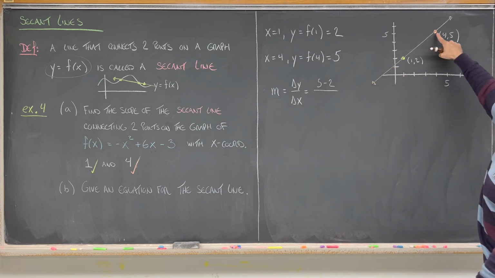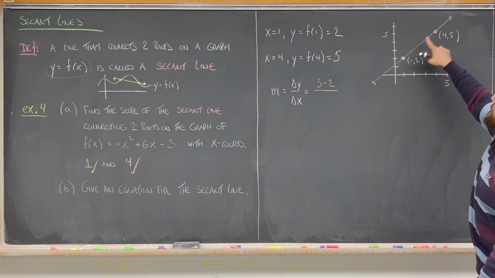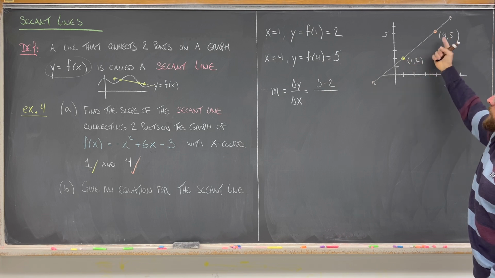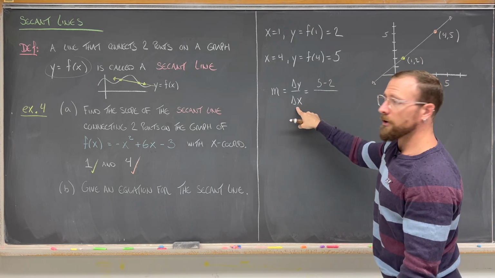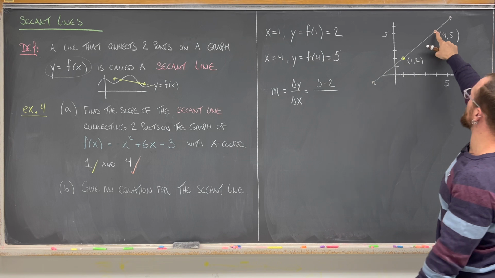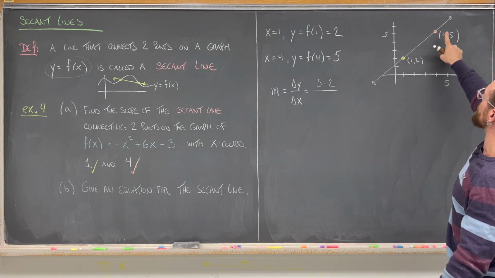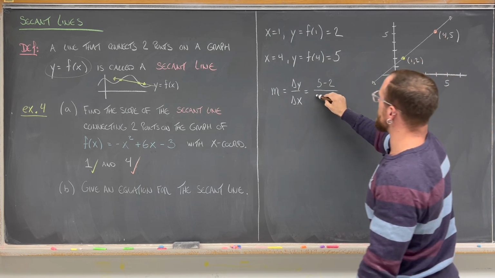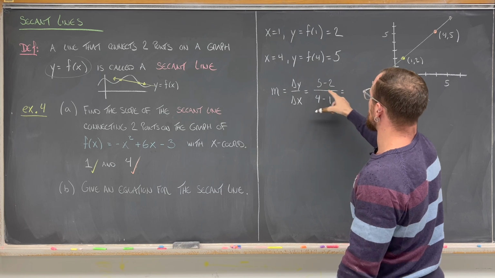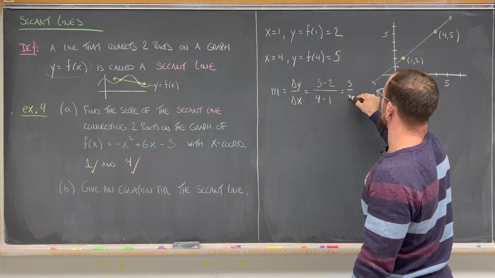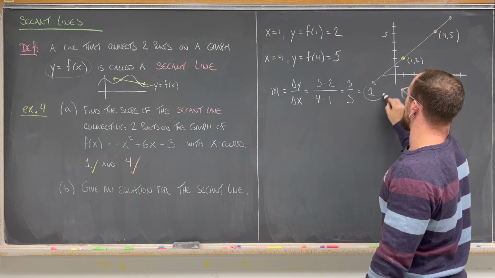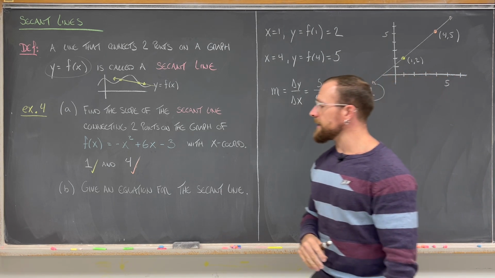Notice that I was taking the orange point minus the yellow point in terms of their y coordinates. I have to be consistent when I go to calculate the change in x. I also need to go to this point minus this point, same order. This time 4 minus 1. 4 minus 1. So I get 3 over 3. So I guess the slope is 1. That's the slope of the secant line.